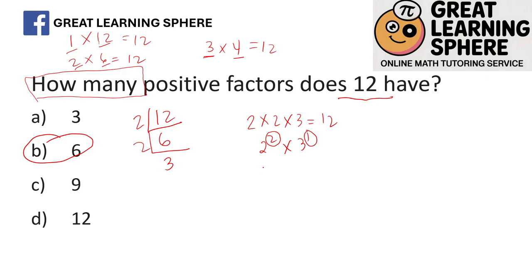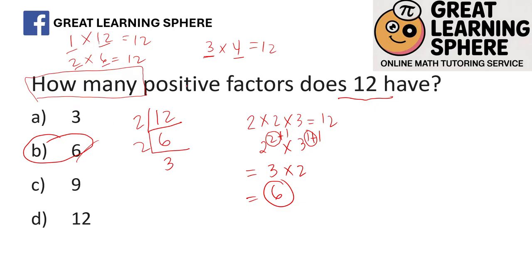So here we have 2 prime factors, so we are going to multiply 2 numbers. The exponent of 2 is 2, so you will add 1. So 2 plus 1 is equal to 3, times the exponent of 3 is 1, so we are going to add 1. So 1 plus 1 is equal to 2. So 3 times 2 is equal to 6. So that is the number of factors of 12.